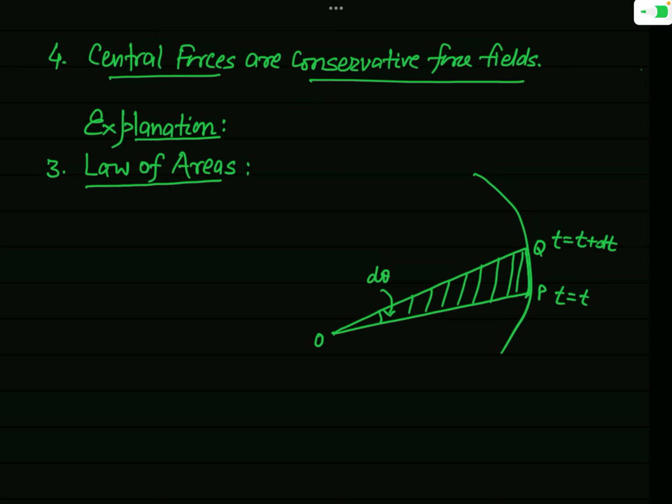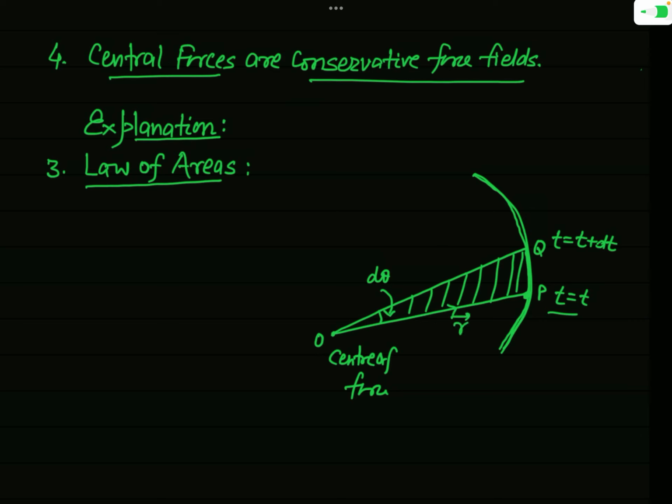Now let us see this figure. I have shown a trajectory here. This curve is just a trajectory of the particle moving in a central force field. And consider that this point O is the center of force. Now we consider that at any time t, the particle is at this point P. I have mentioned it here. And its position vector is r.